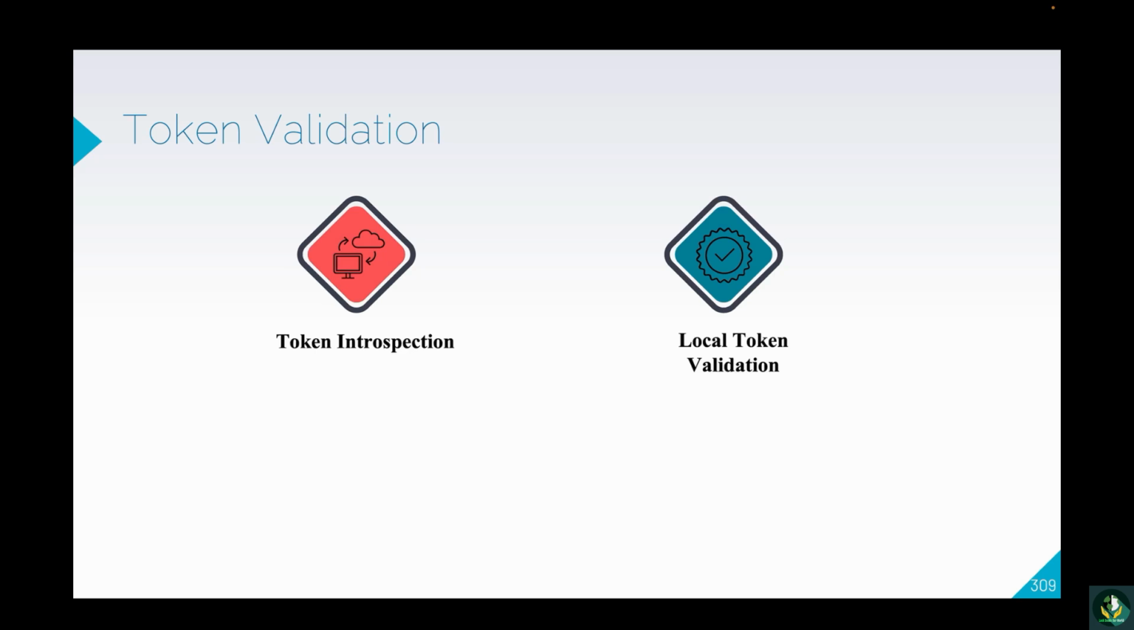Now let's dive into the two methods used for validating an OAuth 2 access token: token introspection and local token validation. As we learned in our last lesson, token introspection requires server-side validation from the authorization server, which works for both opaque tokens and JWT tokens. On the other hand, local validation is applicable only to JWT tokens, since they are self-contained and can be validated locally.